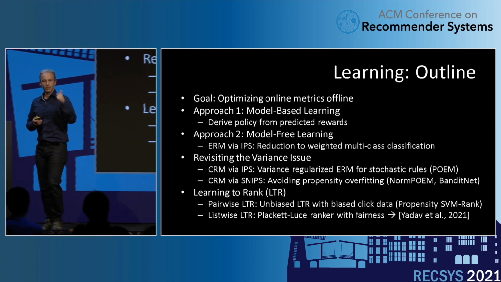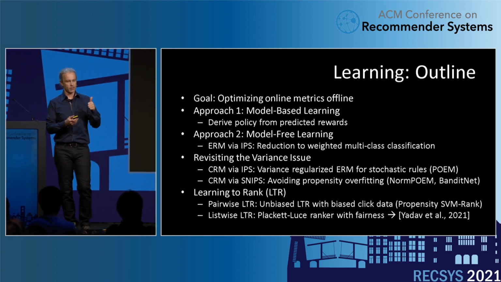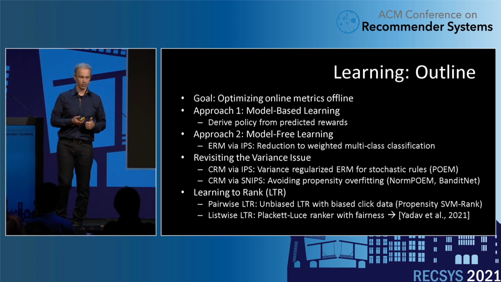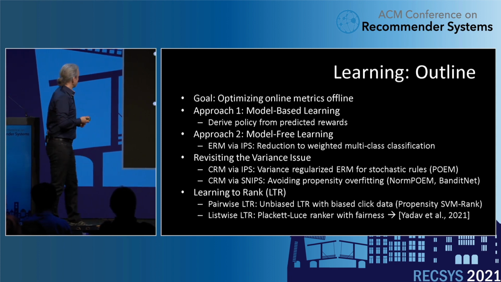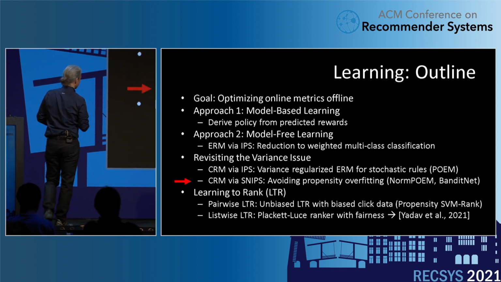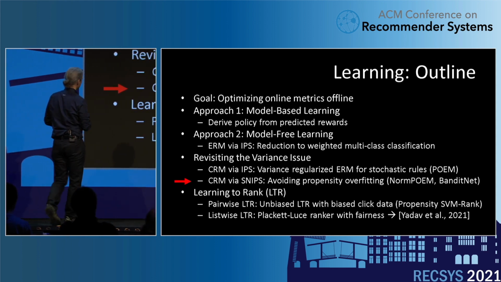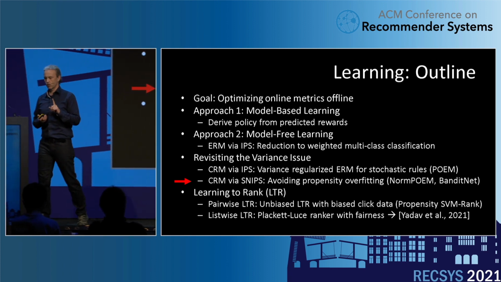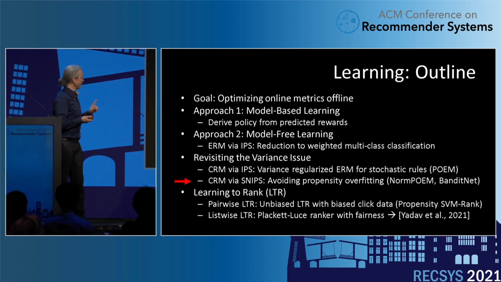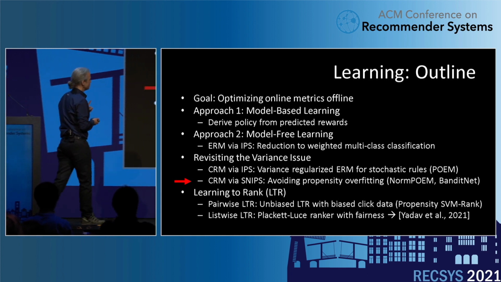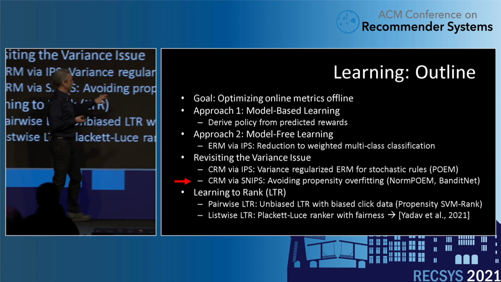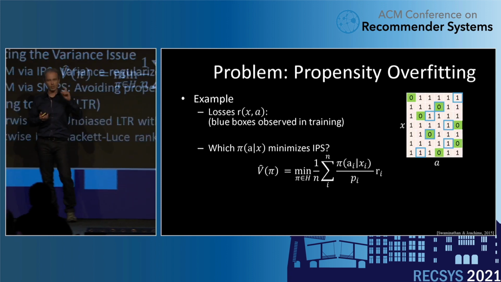So that's one of the important things that's kind of different from supervised learning. We have to regularize based on variance, or that typically helps. The second thing is there's actually yet another way of how we can overfit. And again, it's something that you don't have in supervised learning, and it's called propensity overfitting. Let me explain what that is.